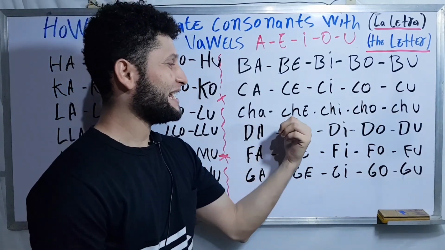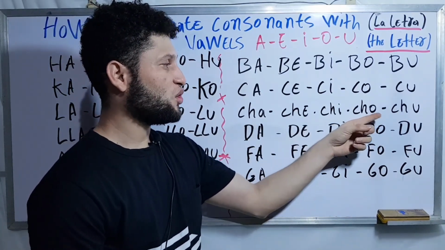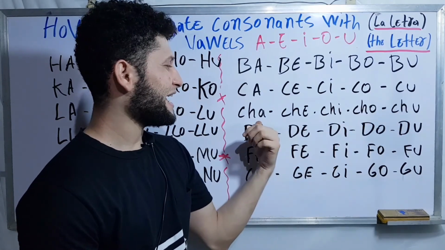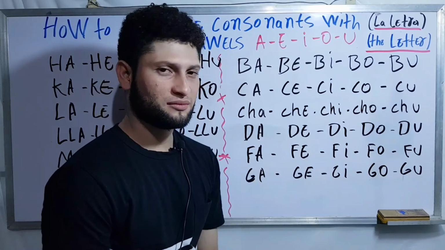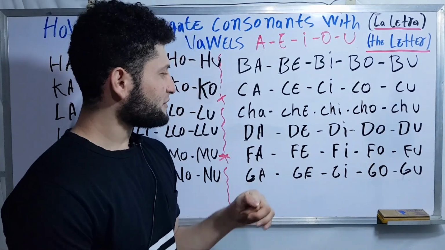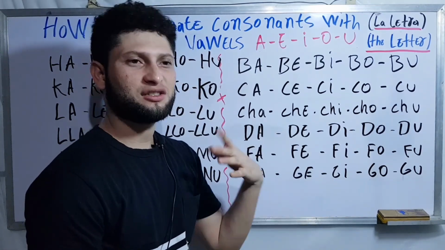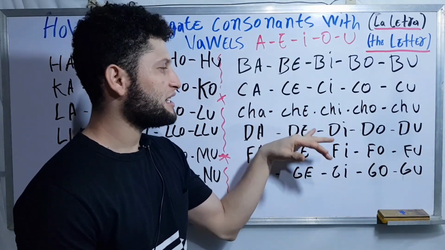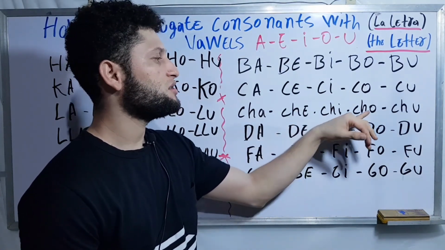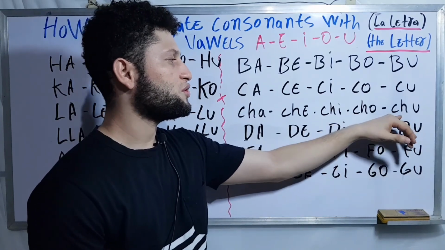Cha, che, chi, cho, chu. You can pronounce twice: cha, cha, che, che, chi, chi, cho, cho, chu, chu.